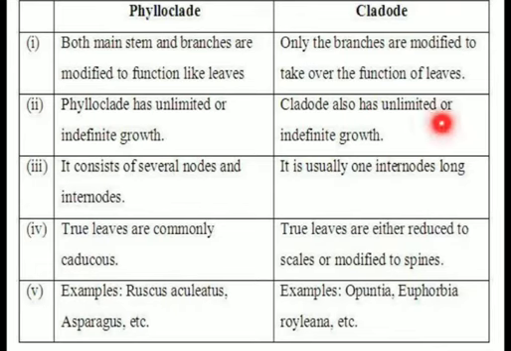Both phylloclads and cladodes have unlimited or indefinite growth. That is a similarity in them. The phylloclad consists of several nodes and internodes, whereas the cladode is only one internode long, because only branches are modified for forming the cladode. True leaves are commonly caducous in case of phylloclad, or they are reduced to scale or modified to spine in case of cladode. Example is Ruscus aculeatus, asparagus in case of phylloclads, and the examples of the cladode are Opuntia, Euphorbia, Rollinia, etc.